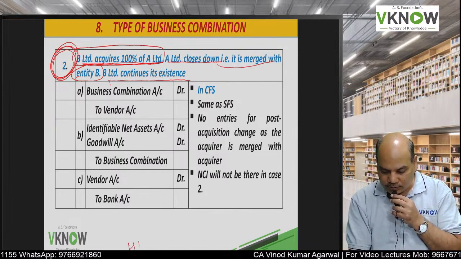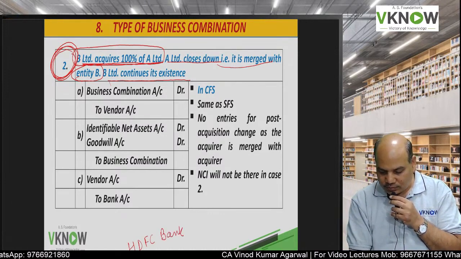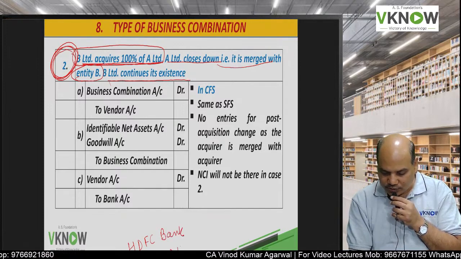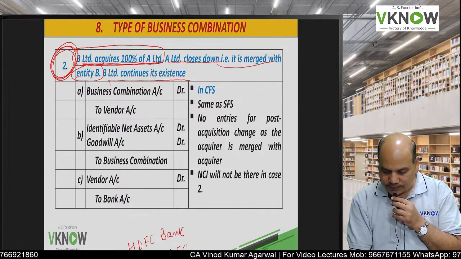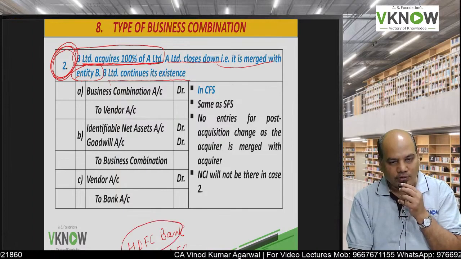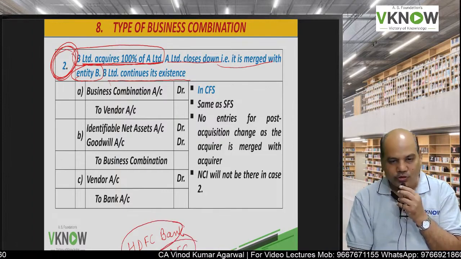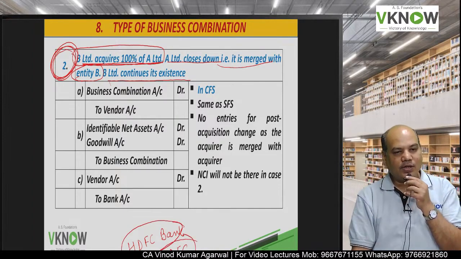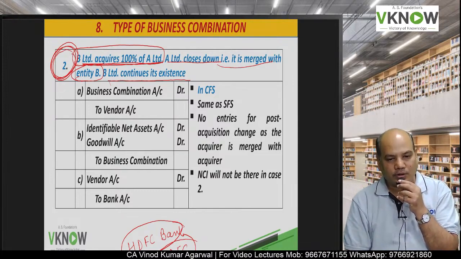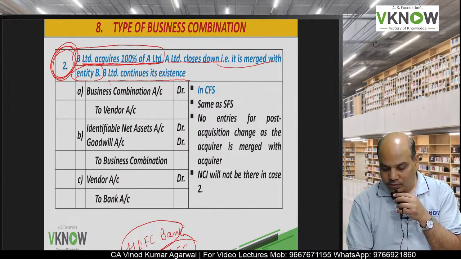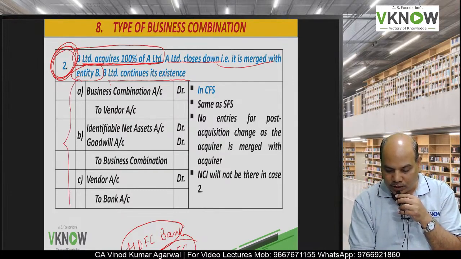Like for example, SDFC Bank will acquire SDFC Financial Institution. Only this will continue. This will close down. SDFC Financial Institution will close down. In that case, this set of entries will be passed.